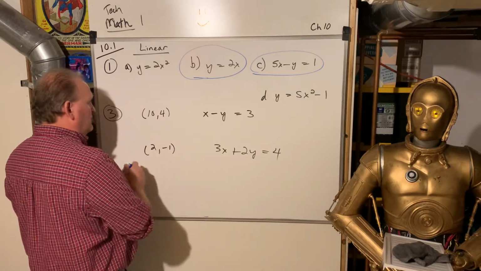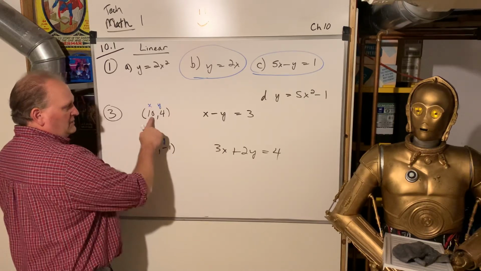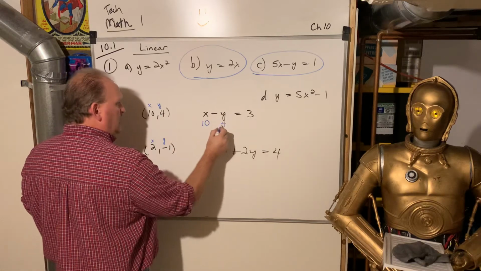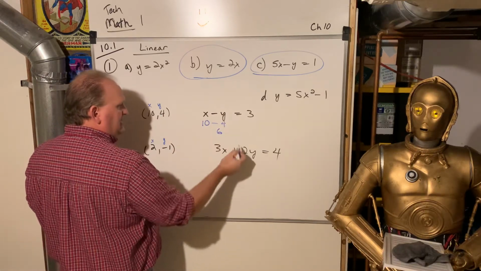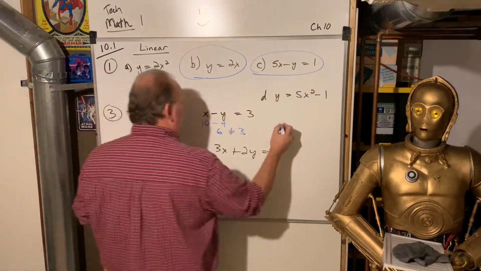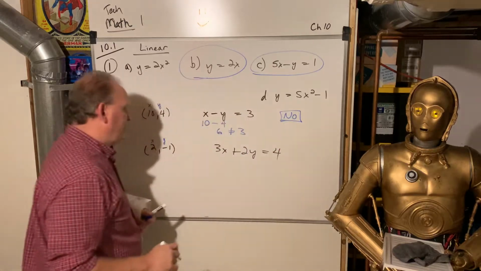So remember, the x is always first, the y is always second, x, y. So we're going to just substitute 10 in there, and then 4 in there, and that's 6, which is not 3. So this is no. That is not a solution.